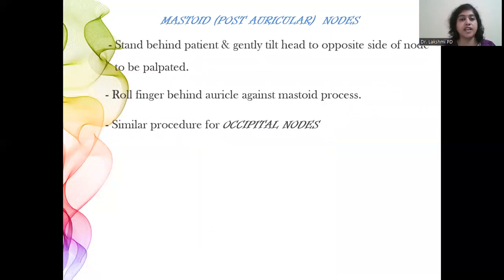Here, the examiner is supposed to be standing right behind the patient and gently tilt the head to the opposite side of the node to be palpated. So keep in mind, for pre-auricular and post-auricular nodes, the patient's head should be tilted to the opposite side that you want to examine. So right side means the patient's head can be tilted to the left side.